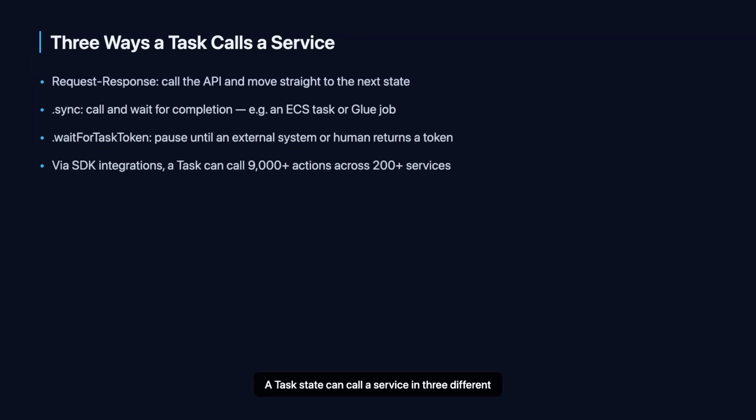A task state can call a service in 3 different ways, and the pattern you choose matters. Request response is the simplest. Call the API and move straight to the next state. The .sync pattern calls the service and waits for it to finish, which is what you want for something like an ECS task or a long Glue job. And the wait for task token pattern pauses the whole workflow until an external system or a human sends back a token. Important qualifier here: .sync and wait for task token are standard workflow patterns only. Express workflows support request response exclusively.